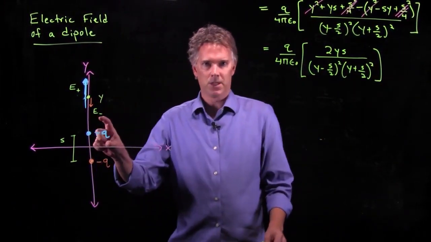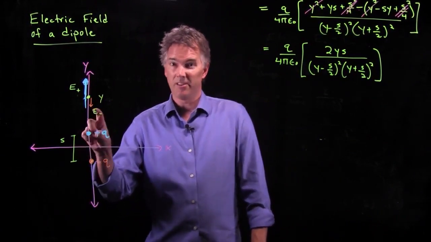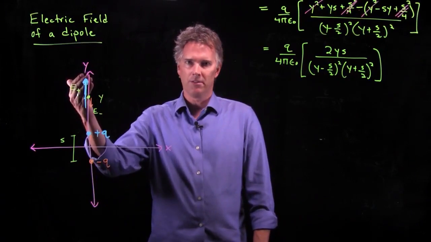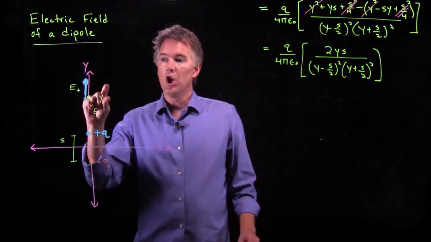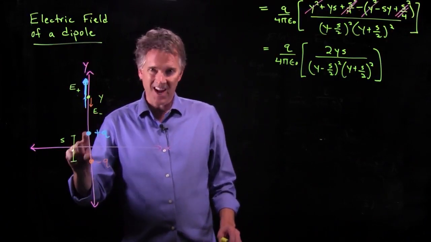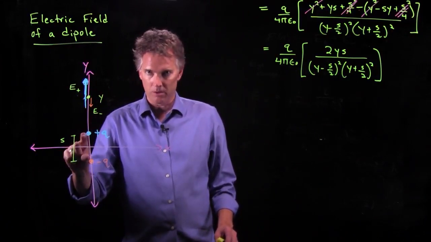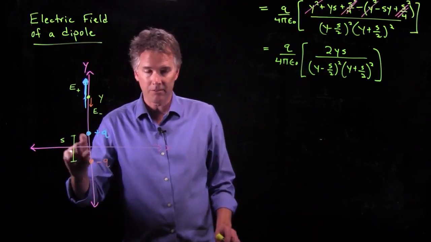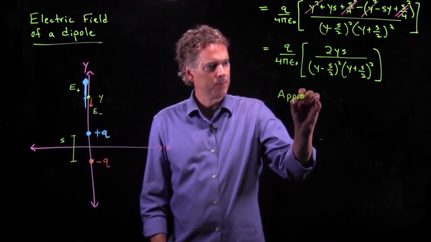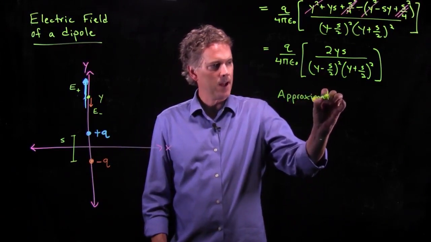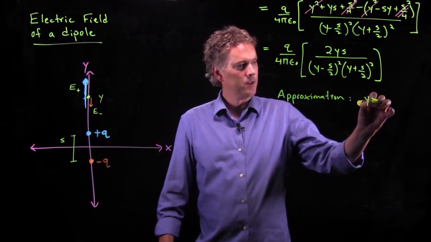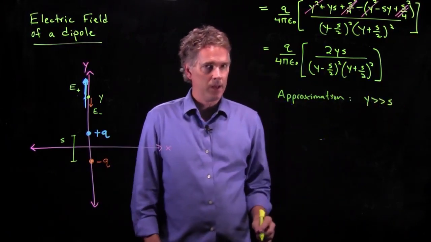And now we're going to make an approximation. A dipole is actually pretty small. Okay? If it's an atom or a molecule, that's pretty small. And if you are looking some distance away from that atom or molecule, your distance y is going to be much bigger than the size of the dipolar molecule, okay, the atom or molecule S. And so the approximation that we're going to make is just that. Y is much bigger than S.